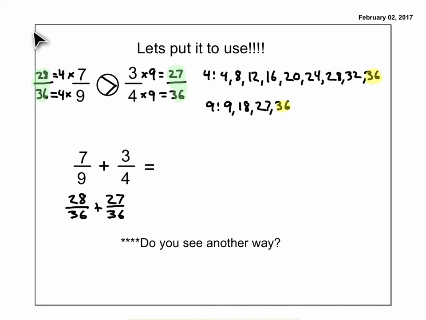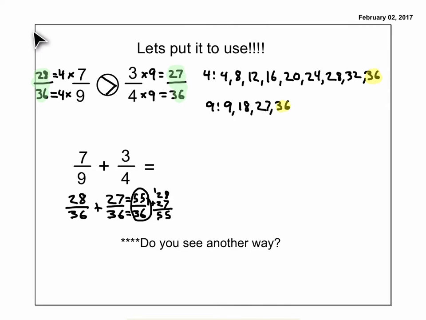28 plus 27. You can do it over here if you need to. 15, carry your 1. So it's 55. And your denominator stays the same. So we have 55 over 36. Boys and girls, even though this is improper, it would still be accepted. However, you could change it to a mixed number. That is our lesson on least common multiple and greatest common factor.